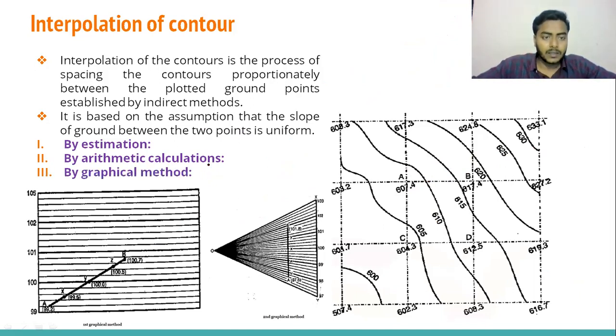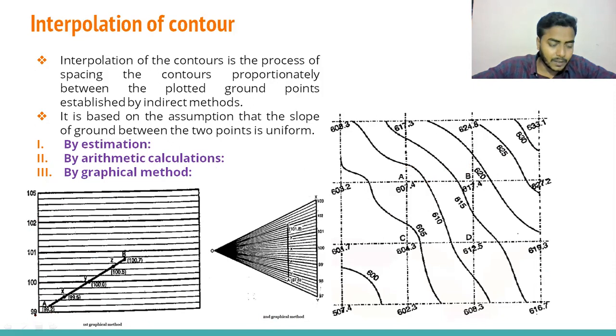Now, graphical method. There are two graphical methods, the first graphical method and the second graphical method. In the first graphical method, in this case, we calculated this distance by arithmetic interpolation, by assuming that the slope will be uniform between A and B, right? So that is done by tracing paper here. On tracing paper, we are drawing a number of parallel lines with equal interval, right? So you can see in this figure example.